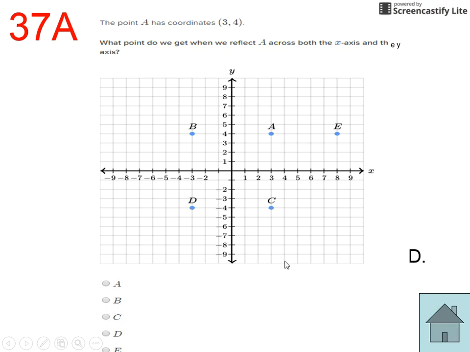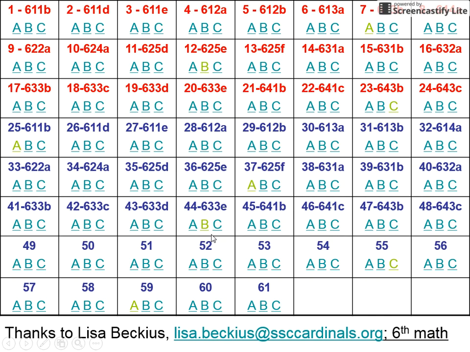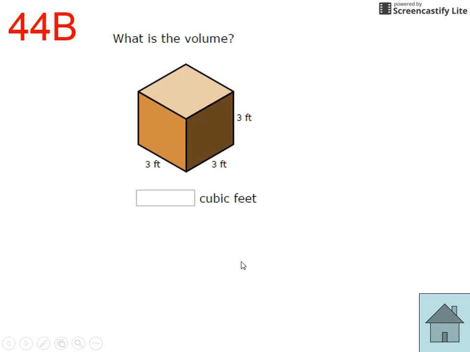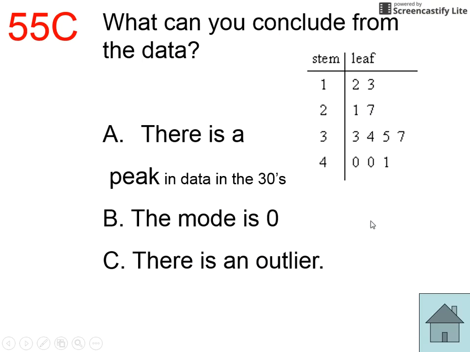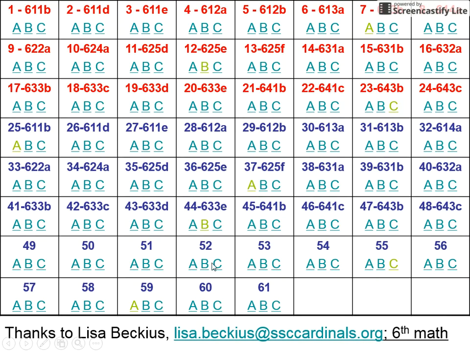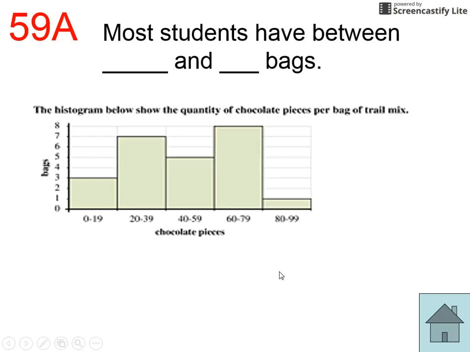37A, you would get D when you reflected across the X and Y axis. Okay, next is 44B. The volume is 27 cubic feet. So 27 would be the answer. 55C, you can conclude that A, there is a peak in the data in the 30s. And 59A, most students have between 60 and 79 bags.